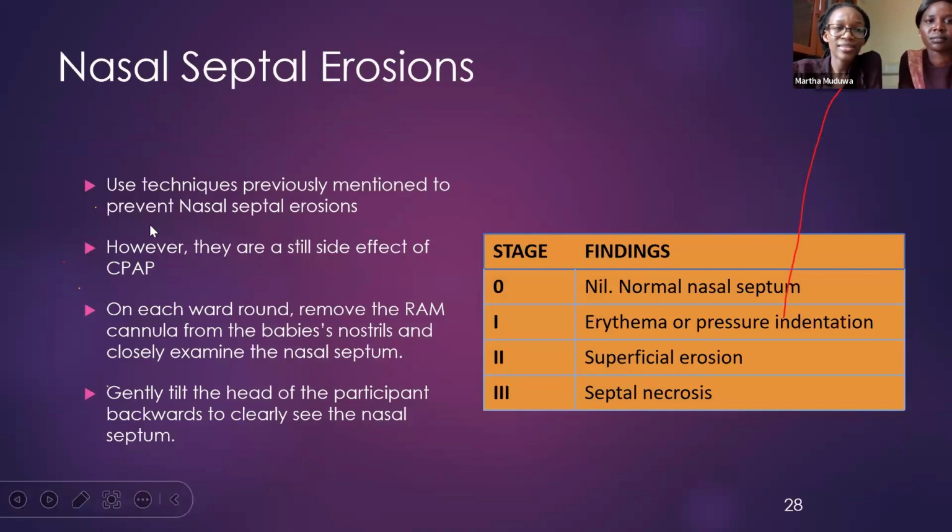So some complications of CPAP, the major complication that we see or that we have to deal with here is nasoseptal erosions that had been mentioned earlier. But there are a lot of different techniques that we can use to try and prevent this. So this is our staging. This is the staging for nasoseptal erosions. You can have a grade 0, which is none, up to grade 3, where you have septal necrosis. So a baby on CPAP should be checked every single day. You should examine them for nasoseptal erosion and grade accordingly and intervene if you find the nasoseptal erosion.